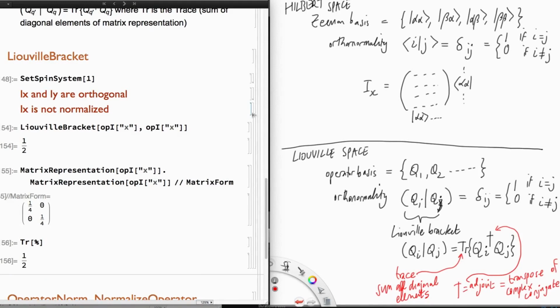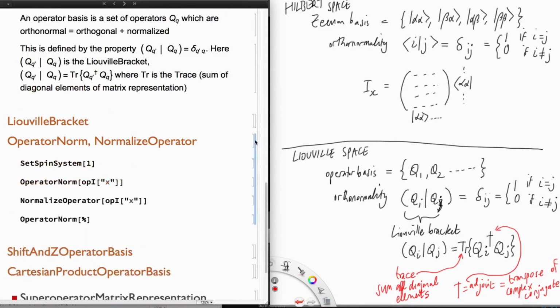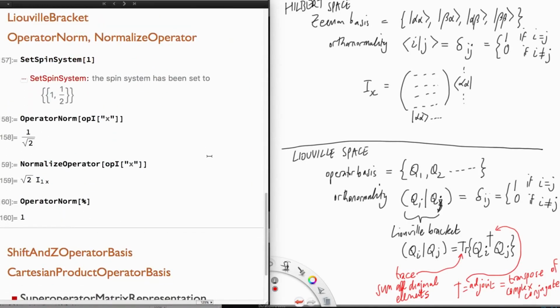So to get the right operators for Liouville space, they should be orthogonal, but they should also be normalized. So SpinDynamica also provides routines for determining the norm of an operator and for normalizing an operator to make sure that its norm is 1. So for example, the normalized version of Ix is in fact root 2 times Ix. So there's a little bit of technicality there, that the operators used for Liouville space should be normalized, so they often have these extra factors in them.